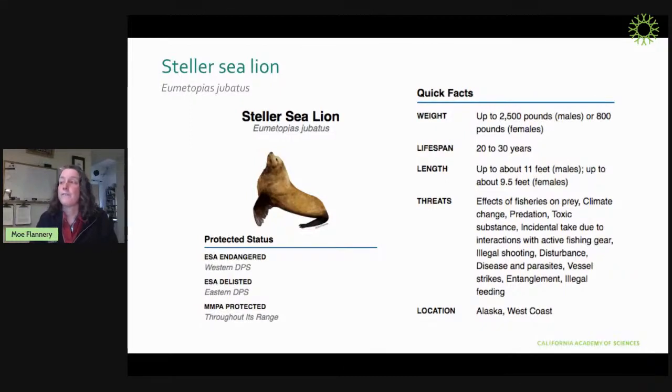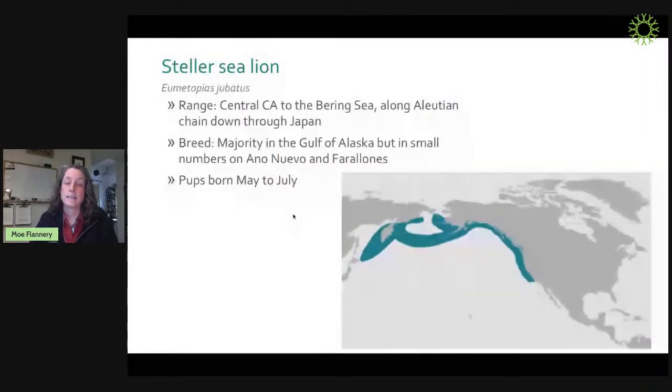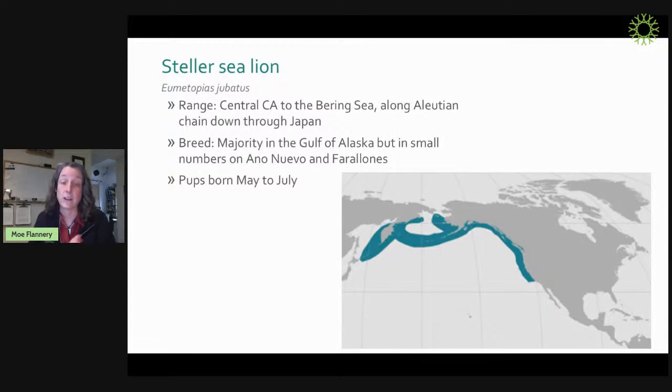They range from central California to the Bering Sea and along the Aleutian chain in Alaska through Japan, but the majority of them breed in the Gulf of Alaska, although there are small numbers of Steller sea lions that breed on Año Nuevo Island, here off the San Mateo coast, and the Farallon Islands, which are off of San Francisco. And pups are born from May through July, and we don't encounter pups as much as we see young California sea lions, but we can see them from May to October in our area.